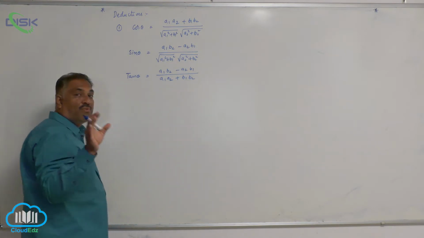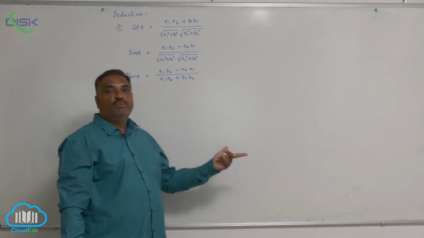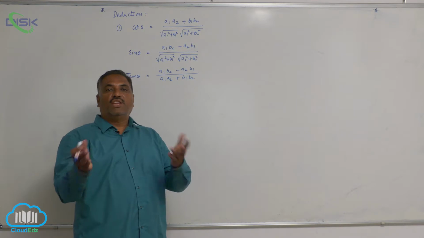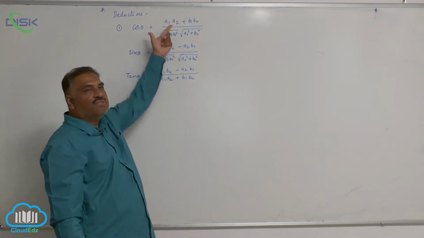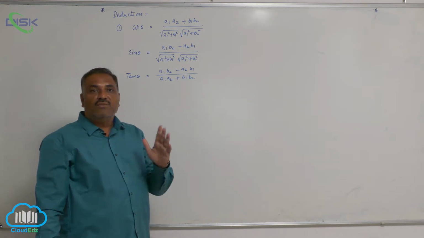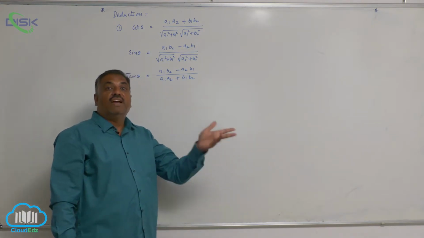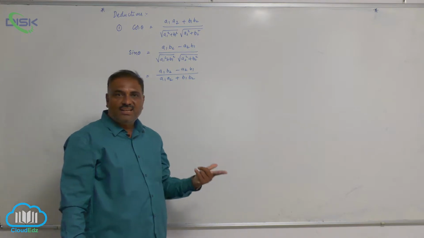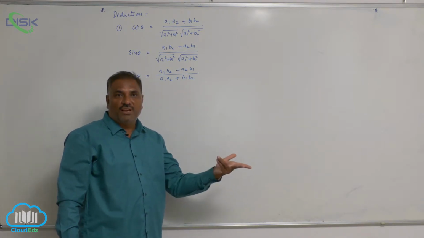Now please do remember one point here, this is purely angle. If you want acute angle, you can use modulus for all these three. Acute angle means less than 90, always positive. Angle means it can be positive or negative, means it can be acute or obtuse angle.